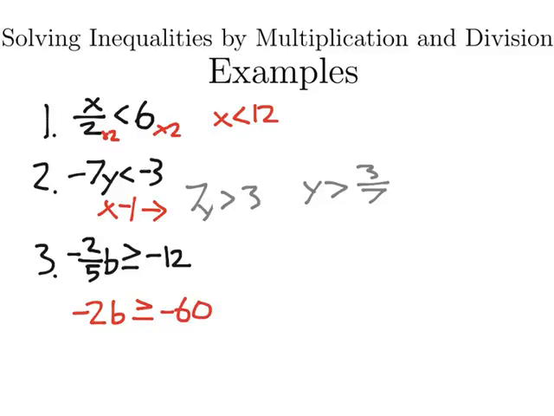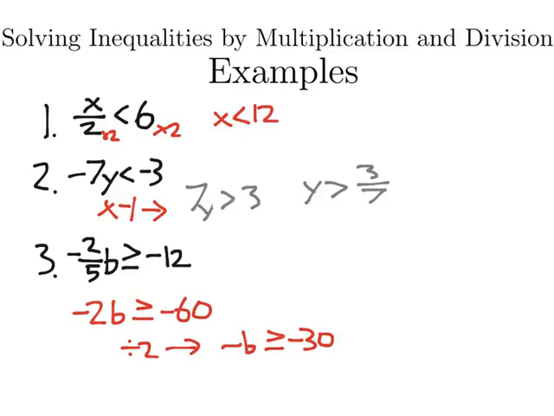Now I'll multiply both sides by a positive number, or rather divide them by a positive number. I can multiply by 1/2 or divide by 2. I'm just going to go ahead and divide by 2, and that'll give me negative b is greater than or equal to negative 30.